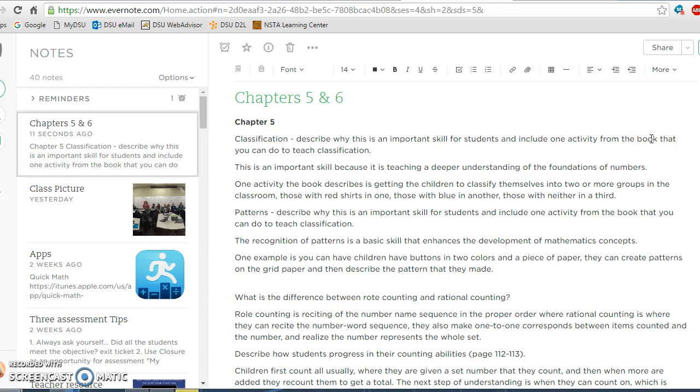When I read chapters 5 and 6, I learned a lot about how numbers work. We need to learn more about the foundation of numbers and not so much the number itself. Classification is an important skill because it gives that broad sense of numbers.